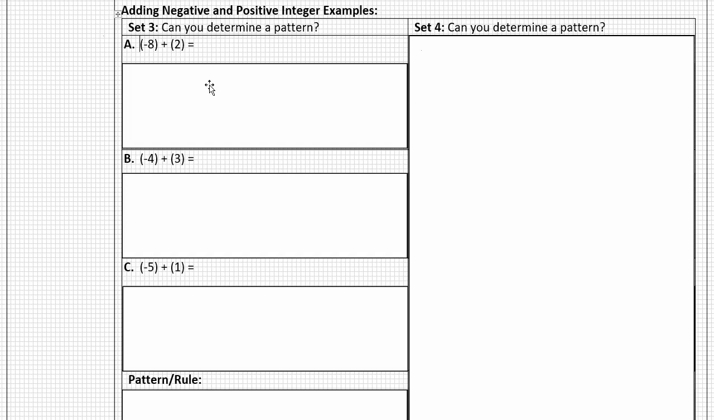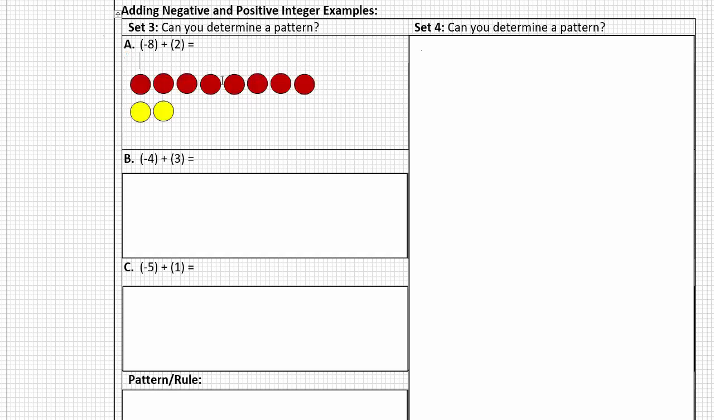Let's see how you did. For your first problem, I would expect 8 negative integer chips set up with 2 positive integer chips. We can see that there are 2 zero pairs that cancel out, and we're left with 6 negative integers. So negative 8 plus 2 equals negative 6.